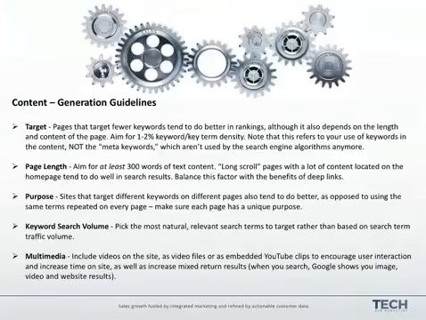Generation guidelines. Target: pages that have fewer keywords tend to do better in rankings, although it also depends on the length of the content in the page. Aim for 1 to 2% keyword term density. And on the next page we're going to look at some documents that we created here that are in process.